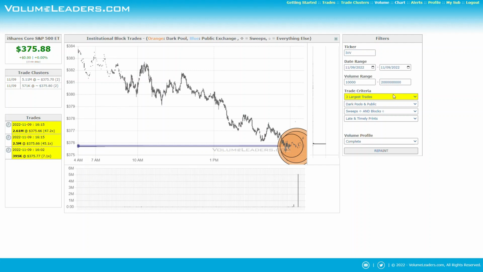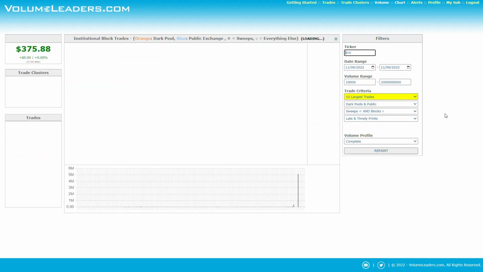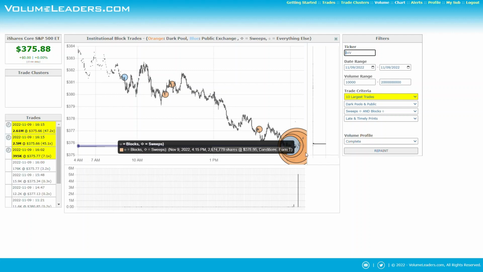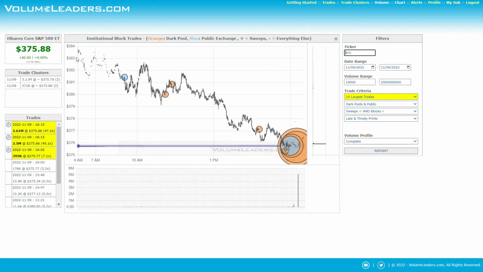We can look at this chart in more detail. We can change these criteria over here and see, by default it's only showing the 3 largest trades, but we can say, well, show me the 10 largest trades and let's see what happens. I want to see if even more volume shows up. And you can see there's a smattering of other smaller trades that have come in here at the close, and you can see that they largely ignored it as price declined throughout the day.